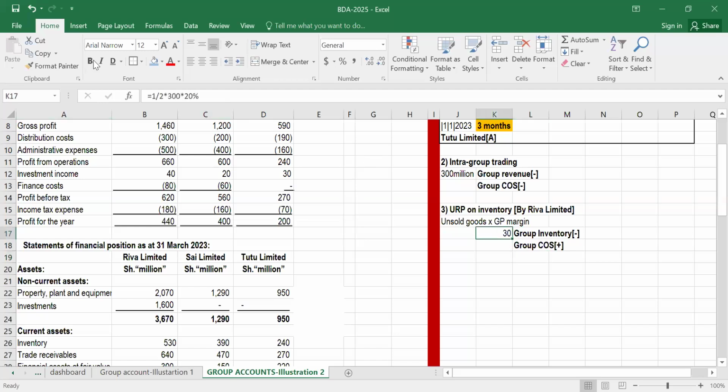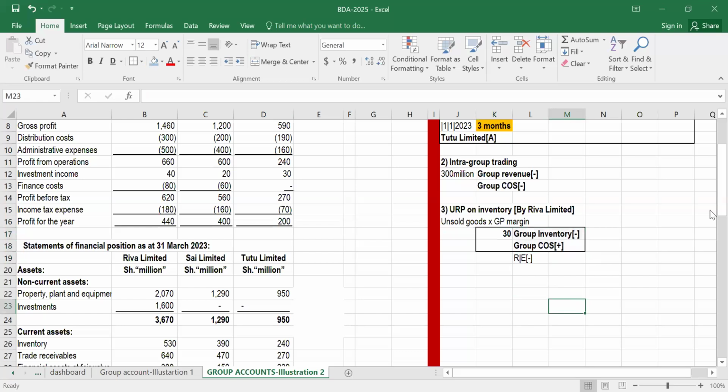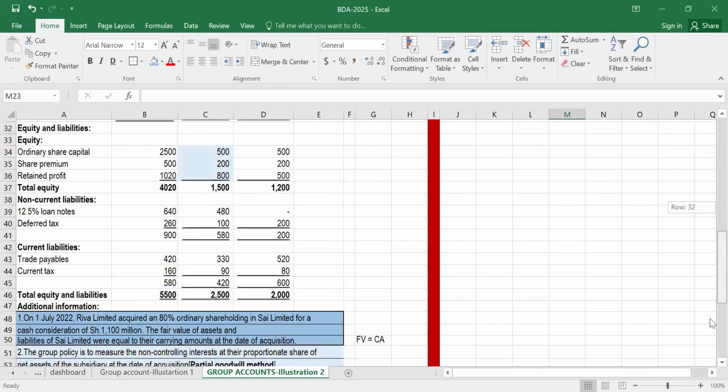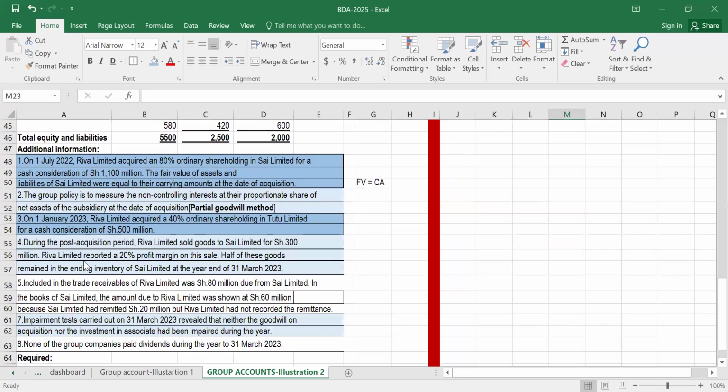So those are the key consolidation adjustments. Though we also said that this one should also be deducted from the retained earnings of this company, that is BV. But remember, this is one of the items which in an exam setup, you may decide to ignore. So these are the key consolidation adjustments: erase it from the group inventory and then add it to the group cost of sales. Okay, so we are done with that one. Let's move to the other point.